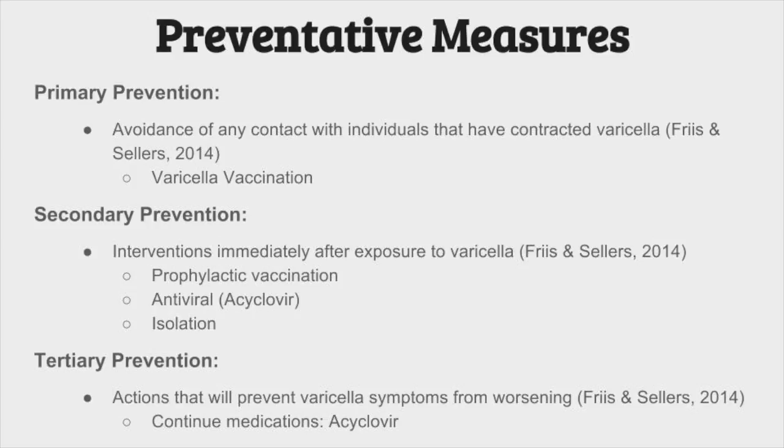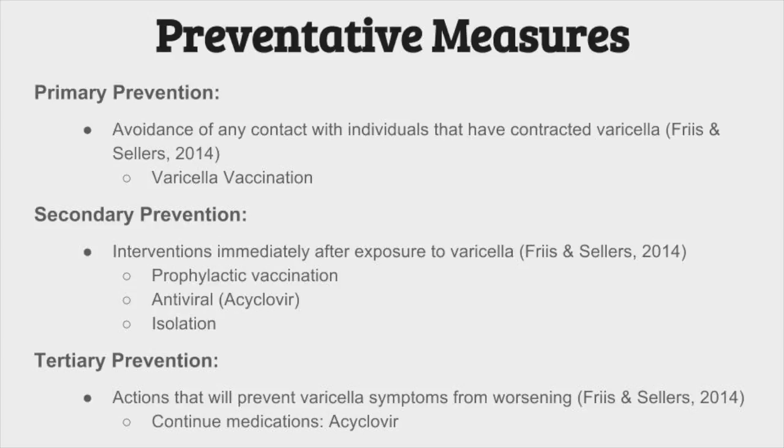Slide 18, Preventative Measures. Primary prevention occurs during the period of pre-pathogenesis and is focused on health promotion and specific protection against varicella. This is based on Friss and Sellers, 2014. An example of primary prevention includes vaccination against varicella. The CDC in 2016 recommends 2 doses of the chickenpox vaccine, with the first dose given between 12 to 15 months of age and the second dose given between 4 to 6 years of age.